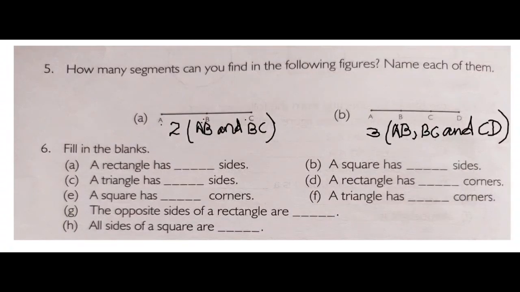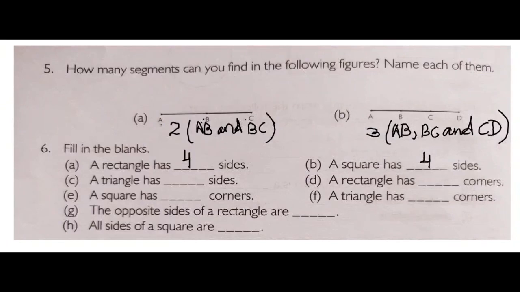So number 6, fill in the blanks. It is very easy, children. You have done the properties of rectangle, triangle, square, everything. So a rectangle has how many sides? A rectangle has 4 sides. So you can write 4, or you can write it in words, four. A square has 4 sides.